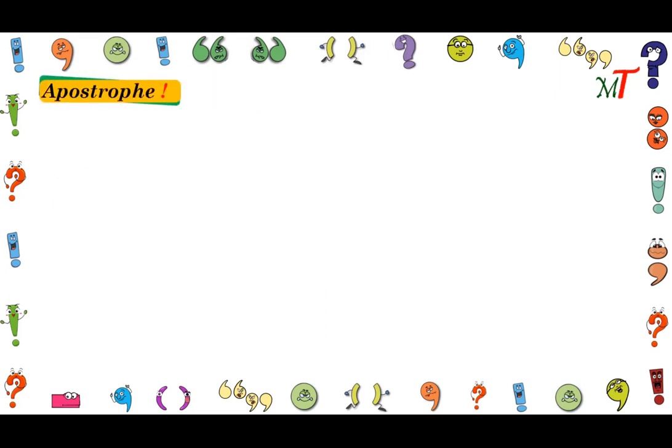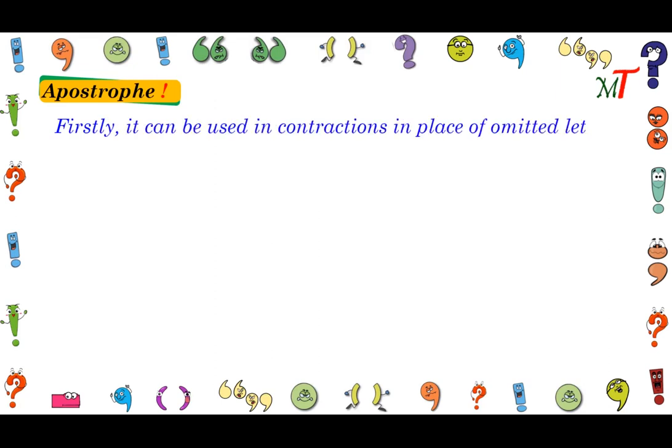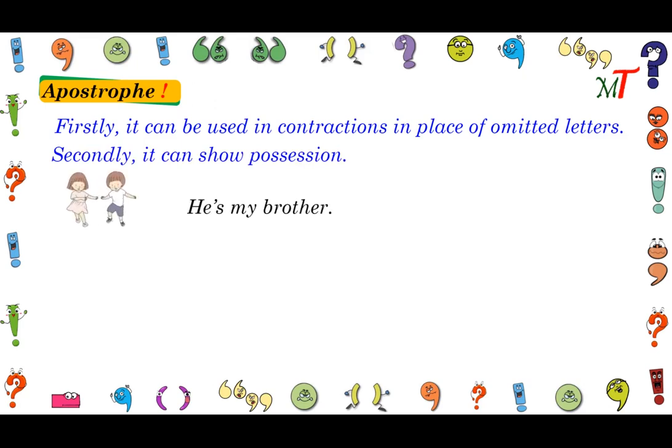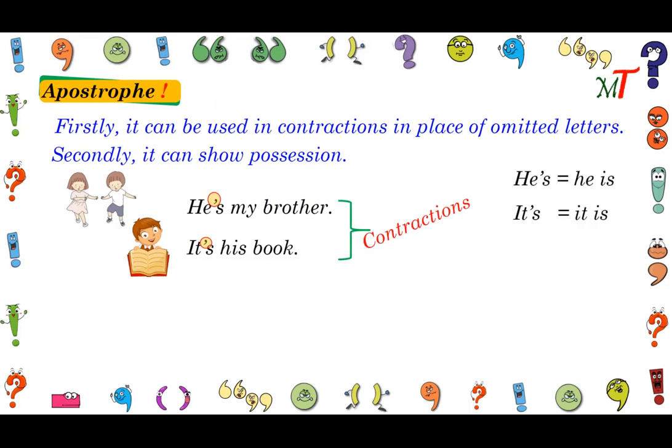Next, apostrophe. Firstly, it can be used in contractions in place of omitted letters. And secondly, it can show possession. Now, where we use contractions, observe carefully. He's my brother. It's his book. Those are contractions. He's means he is. It's means it is. Secondly, we show possession.